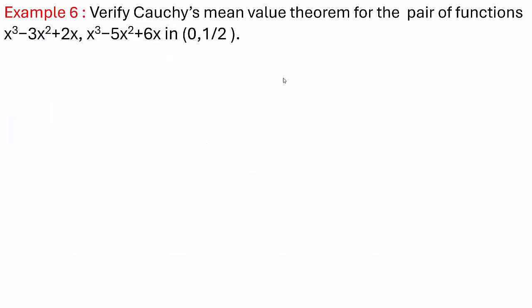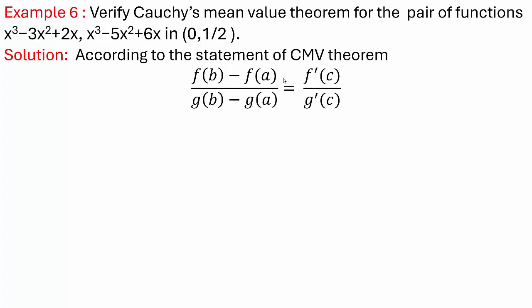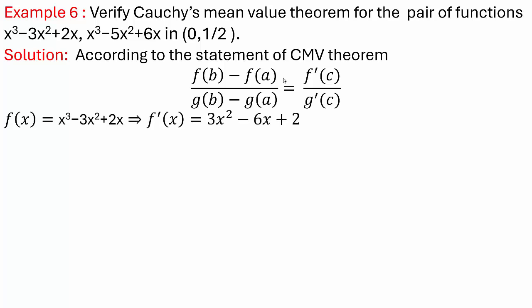Example 6. Verify Cauchy's mean value theorem for the pair of functions x cube minus 3x square plus 2x and x cube minus 5x square plus 6x in the interval 0, 1 by 2. Solution. According to Cauchy's mean value theorem, (f(b) minus f(a)) divided by (g(b) minus g(a)) equal to f dash c by g dash c. Here we shall take f(x) equal to x cube minus 3x square plus 2x. If we differentiate this, we get f dash x equal to 3x square minus 6x plus 2.